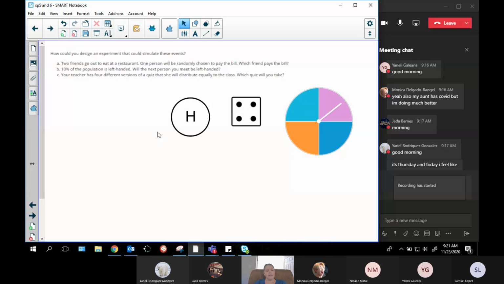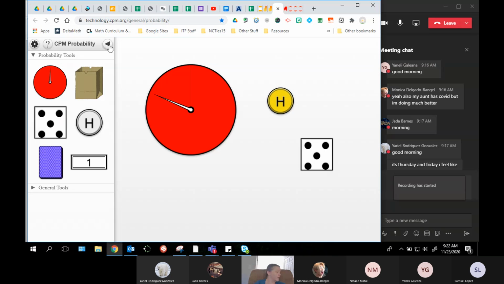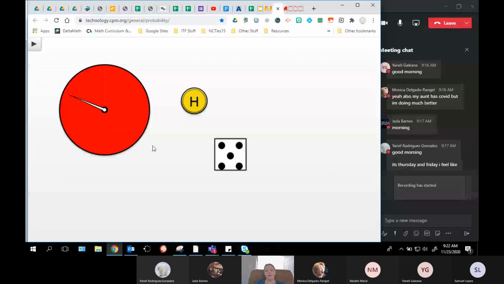So letter A says, two friends go out to eat at a restaurant. One person will be randomly chosen to pay a bill. Which friend pays the bill? So if I look at that, and I'm going to pull up a website here that has probability tools on it.